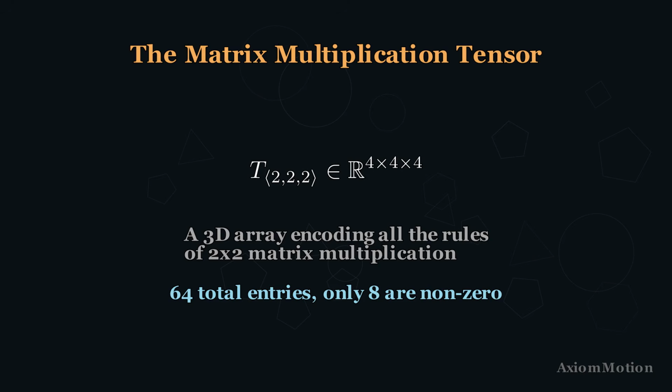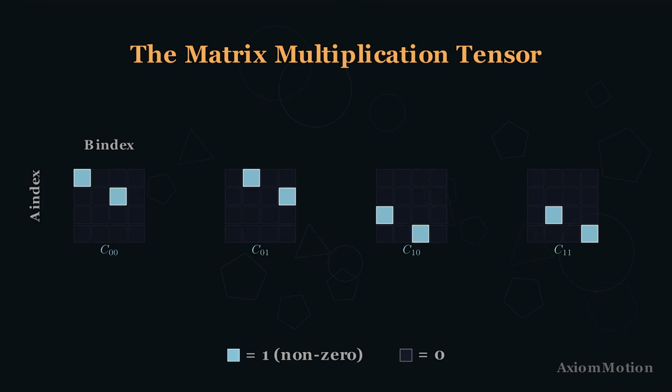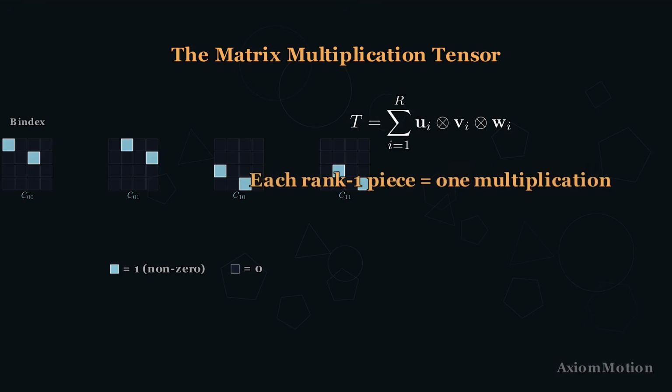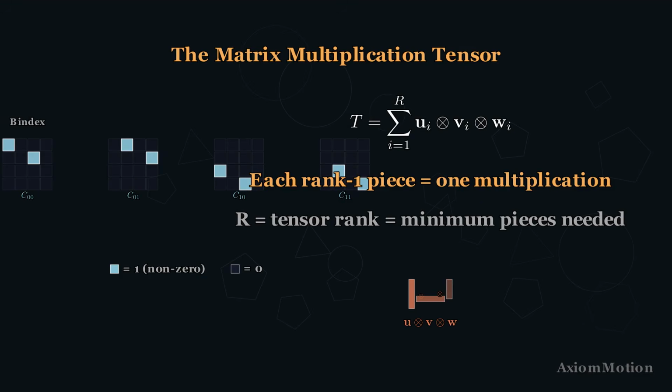This is the matrix multiplication tensor, T222. Think of it as a cube, 4 units on each axis. Most entries are 0. The ones that equal 1 mark exactly which input pairs contribute to which output entry. This tensor completely defines what matrix multiplication means for 2 by 2 matrices. Now here is the connection to fast algorithms. Every matrix multiplication algorithm corresponds to decomposing this tensor into a sum of simple pieces.